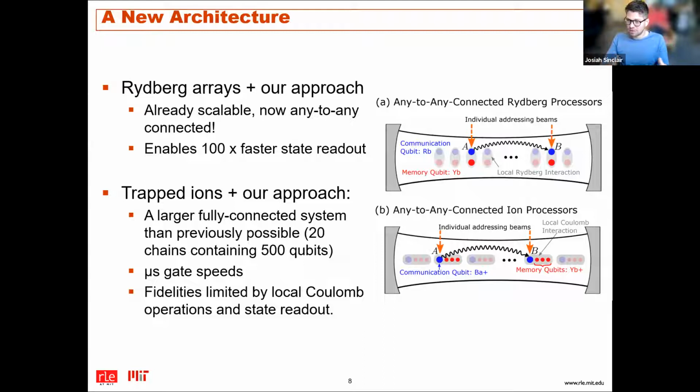So it's a slightly smaller number for trapped ions, but still about an order and a half of magnitude increase in the largest possible system size that's still fully connected without giving up connection speeds or fidelities. Does that answer that question for you, Aaron?